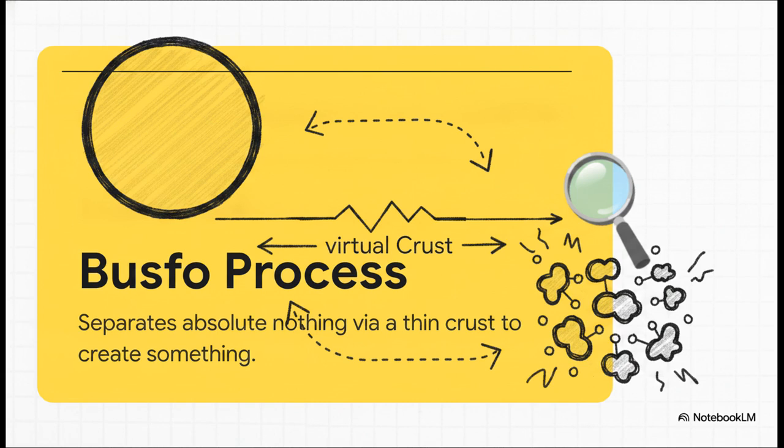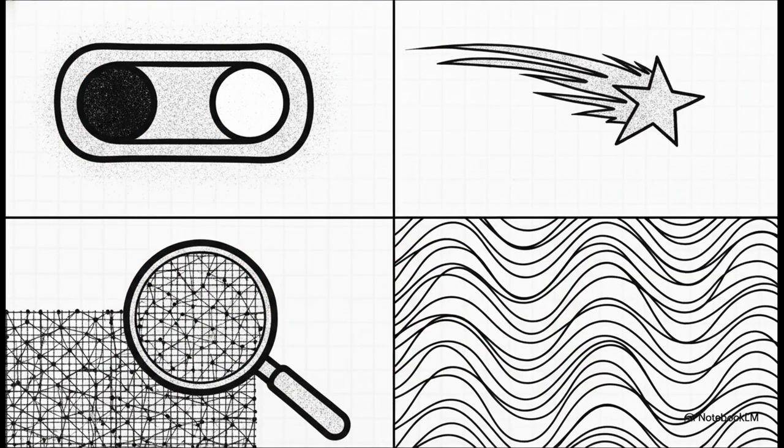It's described as a tautological mechanism that continuously separates absolute nothing via an infinitely thin virtual crust in order to create something. Keep in mind, nothing is actually being added from the outside. The nothing itself is just being fundamentally separated. Now, to generate an entire universe totally from scratch, this baseline separation process has to operate with 4 inescapable traits. It absolutely must be binary, infinitely fast, infinitely fine, and omnipresent across reality.